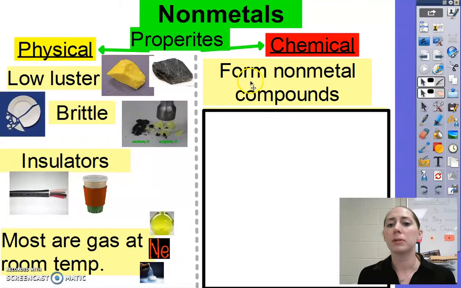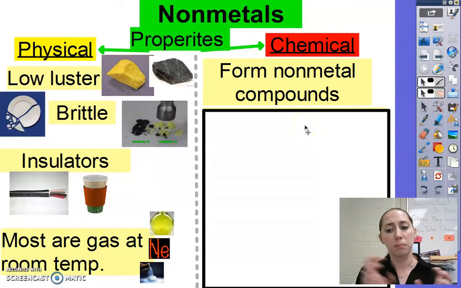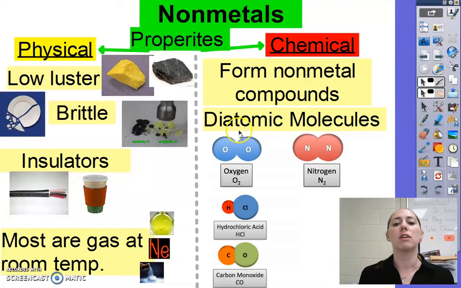Now, one chemical property is that they form nonmetal compounds. So nonmetals bonding to nonmetals. They can also bond with metals, but the two nonmetals together, they can form this cool thing called a diatomic molecule. Now, that's simply when you've got two nonmetals bonded together.